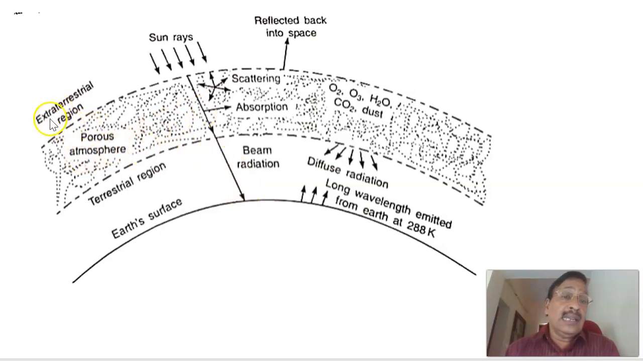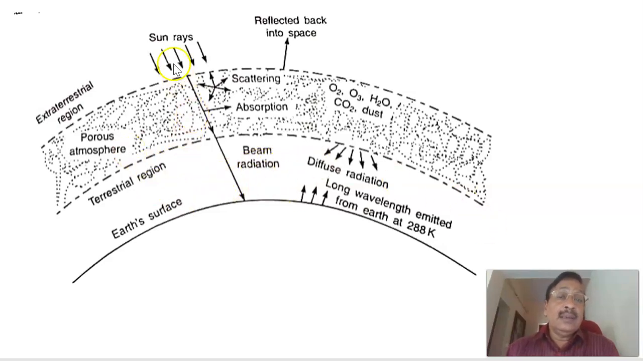This region is called the extraterrestrial region, at the top of the atmosphere, and this is called the terrestrial region. This region consists of the porous atmosphere with O3, O2, H2O, CO2, dust, etc. These all come in the porous atmosphere. And after this, this region is called the terrestrial region.